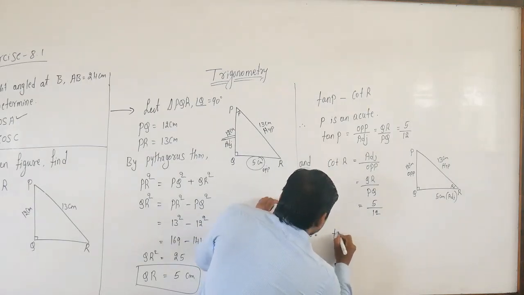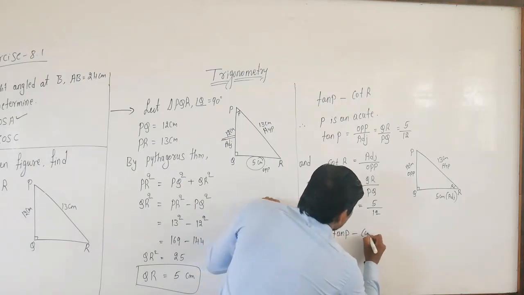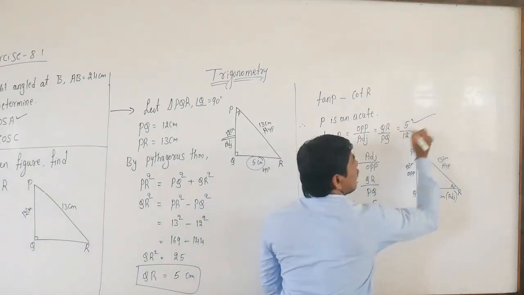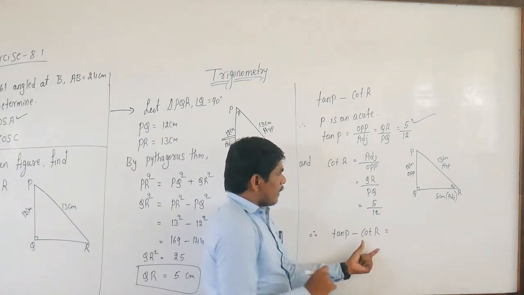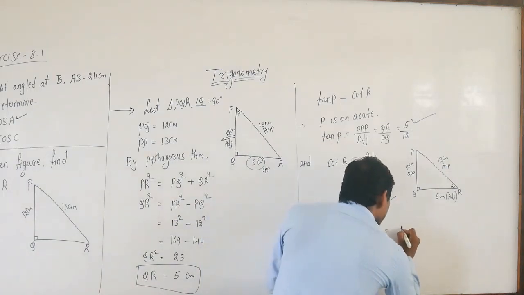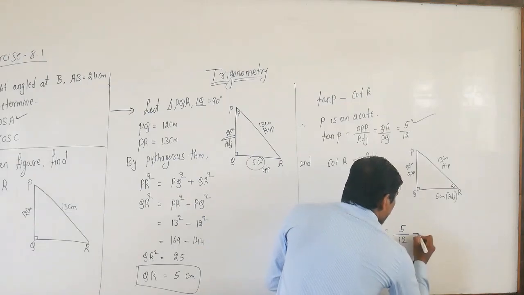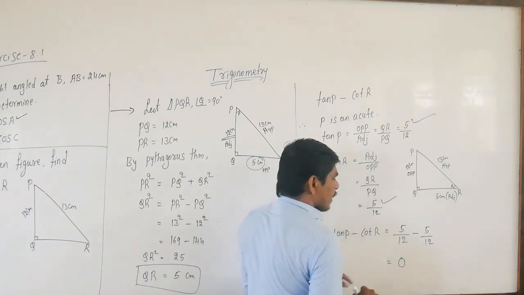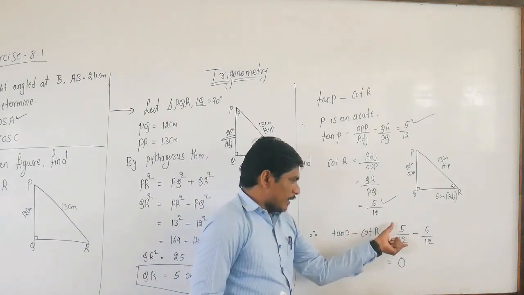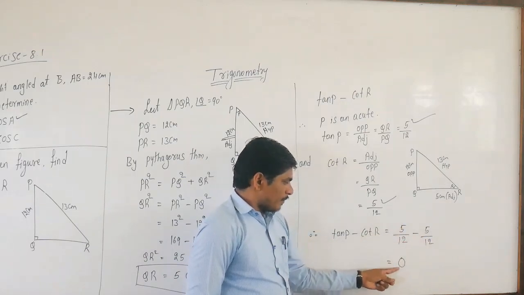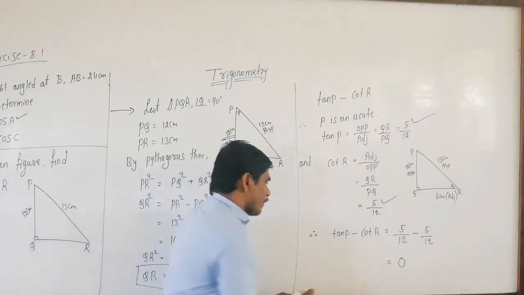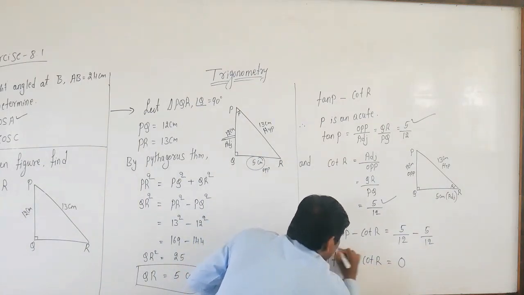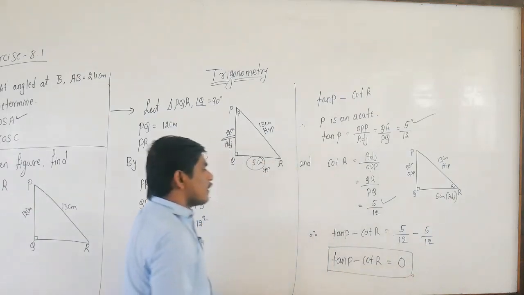Therefore tan of P minus cot of R is equal to, here tan of P value we already calculated, 5 by 12, and cot of R, now we calculated 5 by 12. Here you write both the values, 5 by 12 minus 5 by 12, the subtraction value is equal to 0 because both are the same terms. Directly you simplify, you get the result is equal to 0. Now tan of P minus cot of R is equal to 0. This is the result of the given question.